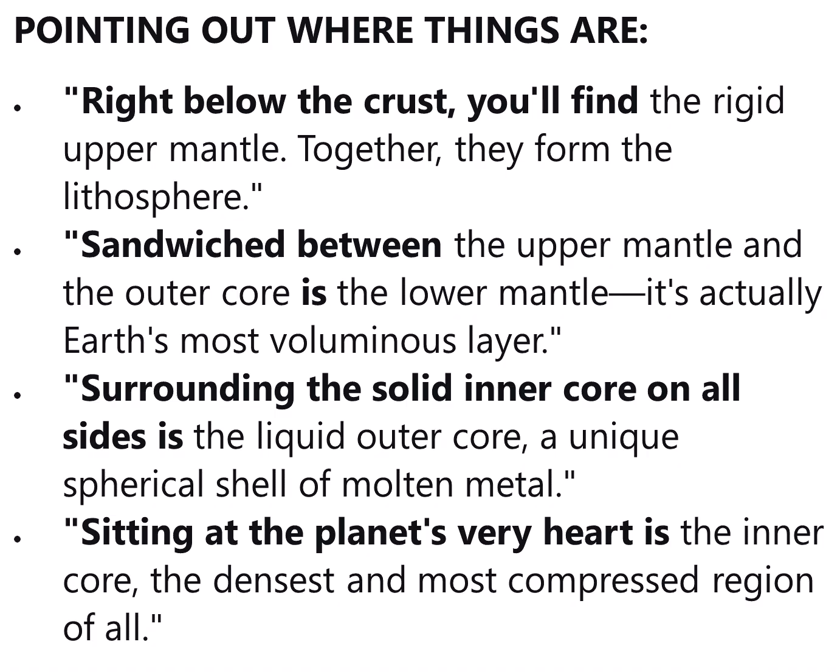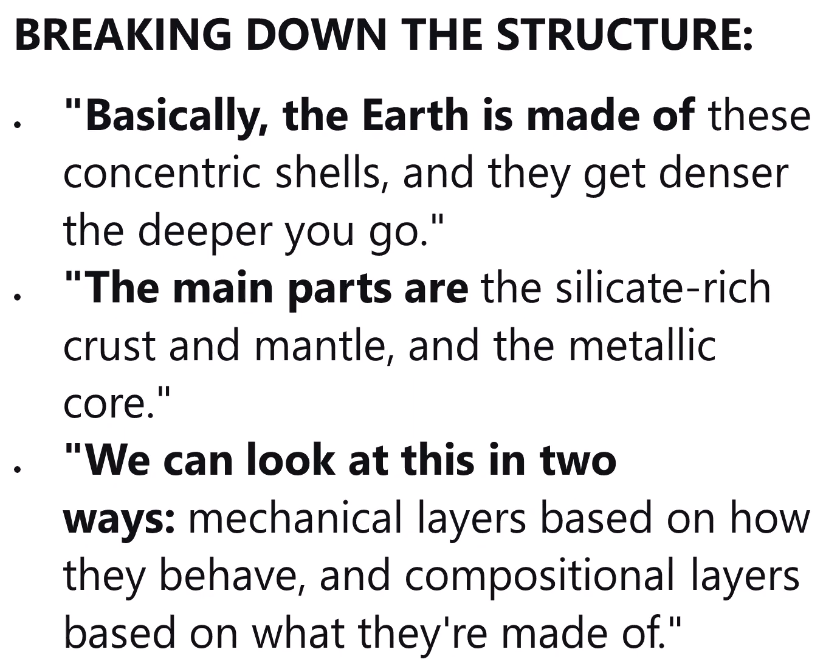Surrounding the solid inner core on all sides is the liquid outer core, a unique spherical shell of molten metal. Sitting at the planet's very heart is the inner core, the densest and most compressed region of all. Breaking down the structure. Basically, the Earth is made of these concentric shells, and they get denser the deeper you go.